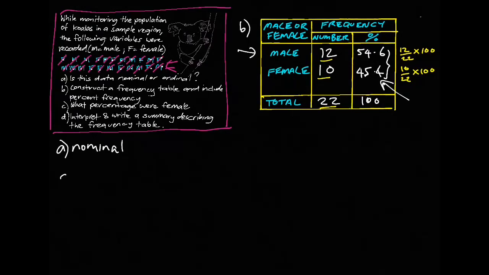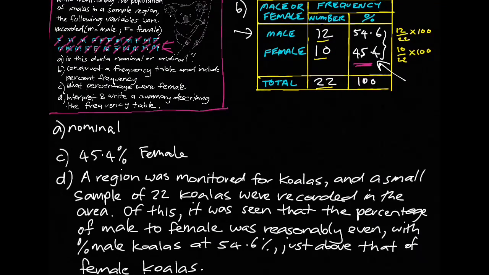Okay, now part C, what percentage were female? So we just go back to our frequency table. There's nothing difficult about this, and it's this value here. So 45.4% were female. Okay, so part D asks to interpret and write a summary describing the frequency table.